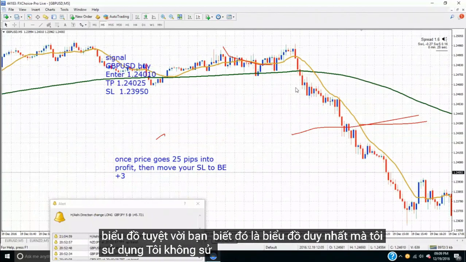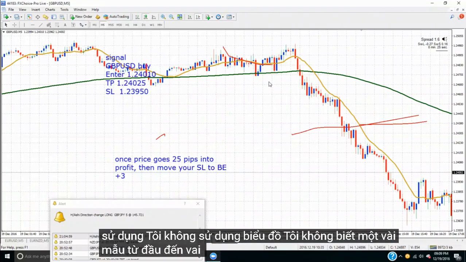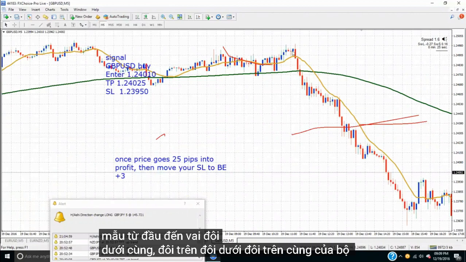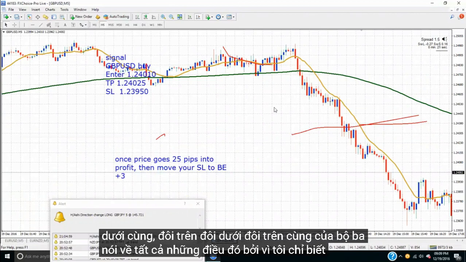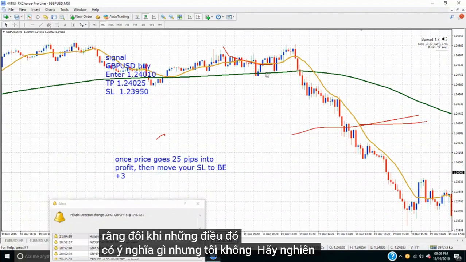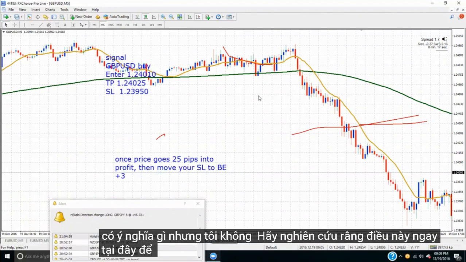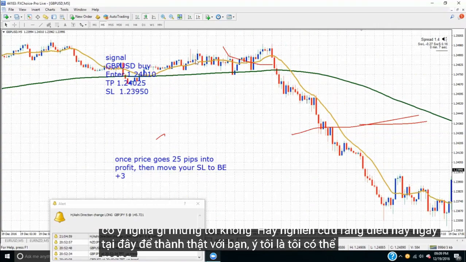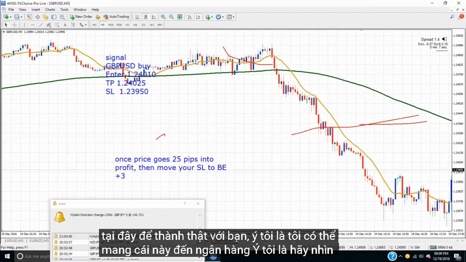I don't chart. I do know a couple of patterns, head and shoulders, double bottom, triple bottom, double top, triple top, all of that, because I just know that sometimes what those things mean, but I don't study that. This right here, to be honest with you, I can take this one to the bank. I mean, look at this.